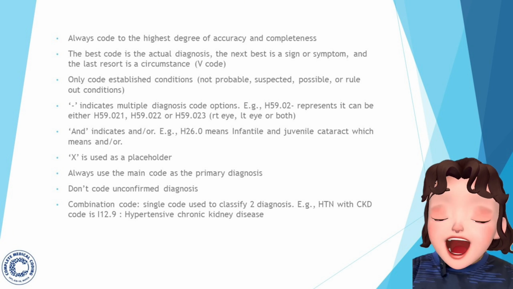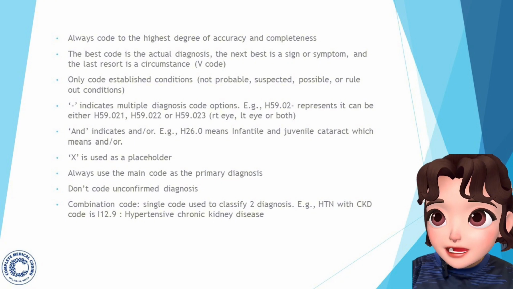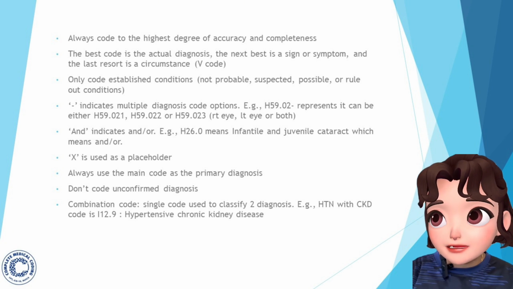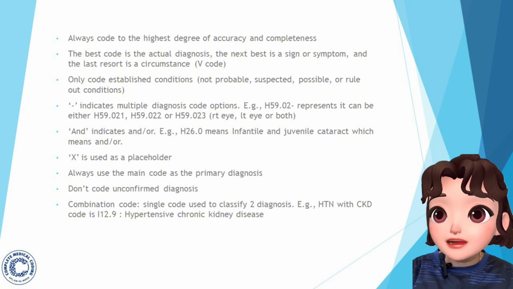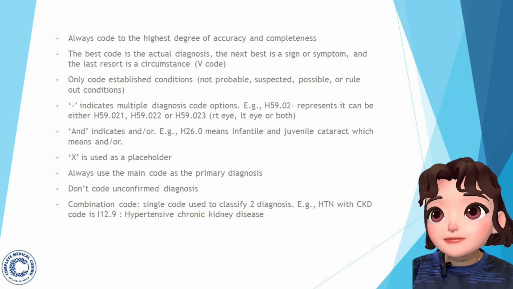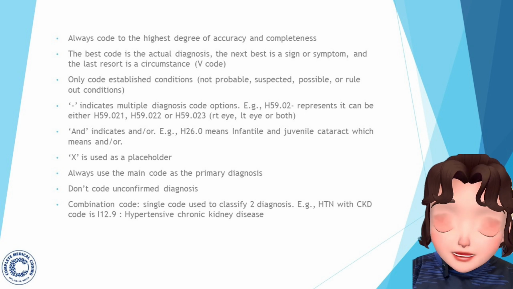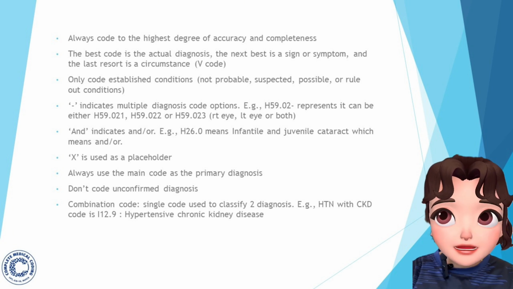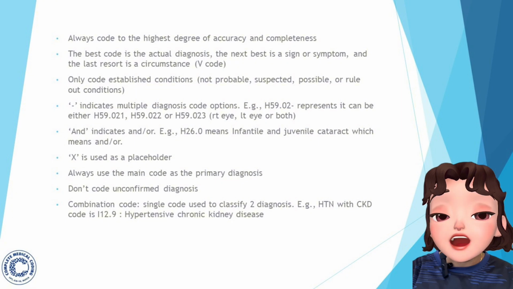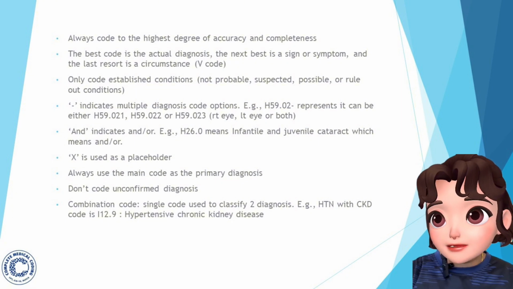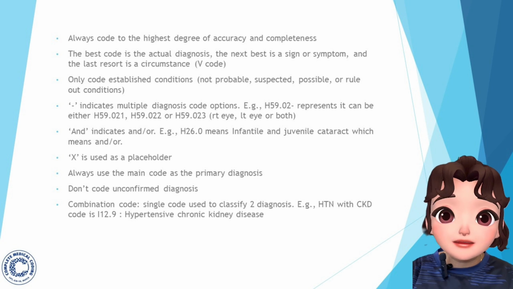The best code is the actual diagnosis. The next best is a sign or symptom. And the last resort is a circumstance. Circumstance is a V code. Circumstance means it could be, a possible item, all those things. So the first thing, the best code is the actual diagnosis. If there is a confirmed diagnosis, you should code that. If not, the next best is the sign or symptom. If not, the last one is a circumstance.